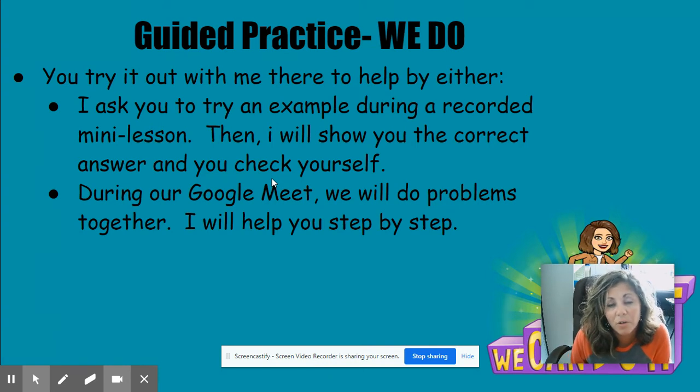After our mini lesson, we'll have a guided practice. This is the part that we do. You try it out with me, there to help, by either I ask you to try an example during a recorded mini lesson, then I will show you the correct answer and you check yourself. Or sometimes we'll do our guided practice during a Google Meet. We will do problems together. I might ask you to solve. I might ask you to show me your answer in a Google Meet. Or I might ask you to put it in the chat box. I will help you step by step to make sure that all of us are getting it.